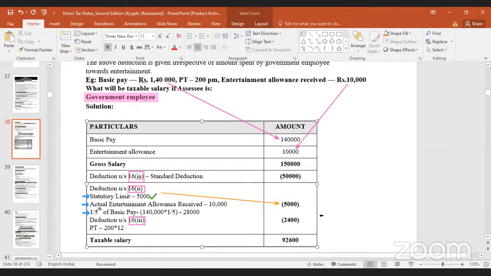Next question. Ma'am, do we need to remember the PT of all the states? No, they will give it in the question what the PT figure is. So there's no requirement of remembering the PT with respect to each state. Next one.